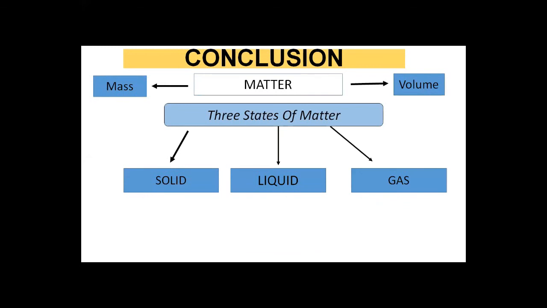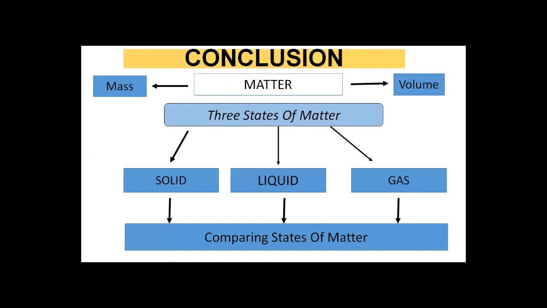The solid has definite shape and definite volume. The liquid has no definite shape but definite volume. In the gas, no definite shape and no definite volume. And what are the comparing states of the matter? The comparing states, the changing of the state and the particles of the states of the matter which we have discussed in the previous slides. Now move to the homework task. Are you ready, my dear students?